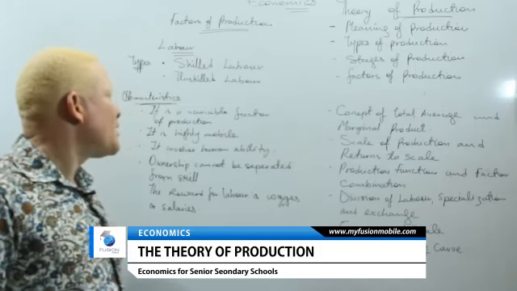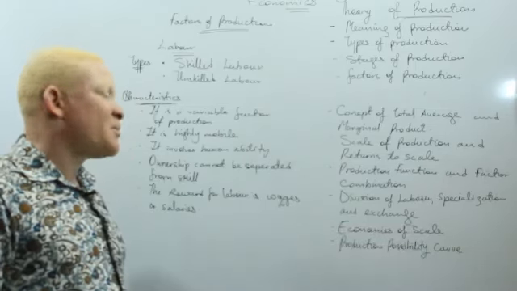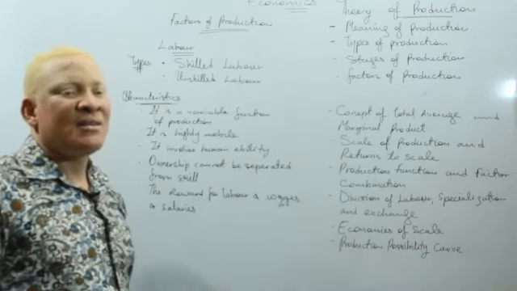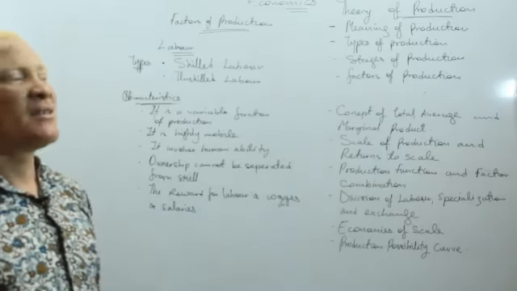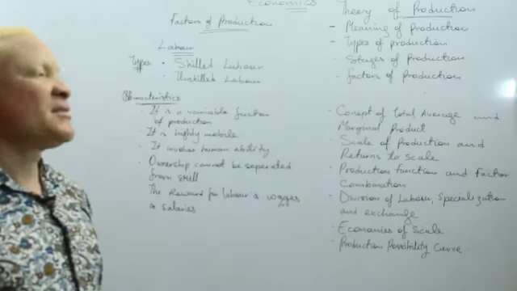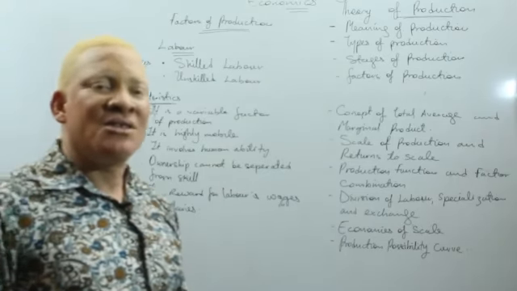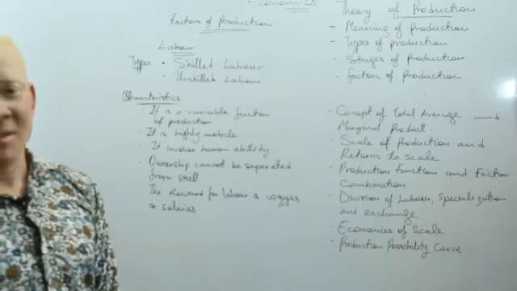And the first one here, we have that it is a variable factor of production, meaning that labor can change in both volume and quality and size, and the kind of skill required varies from stage to stage of production as the production process progresses.